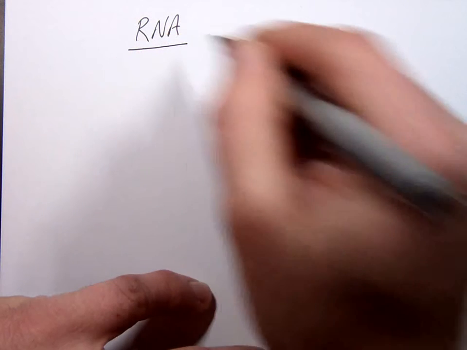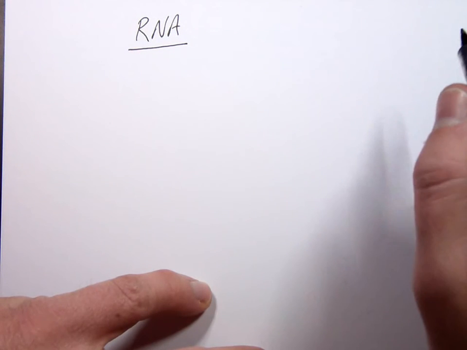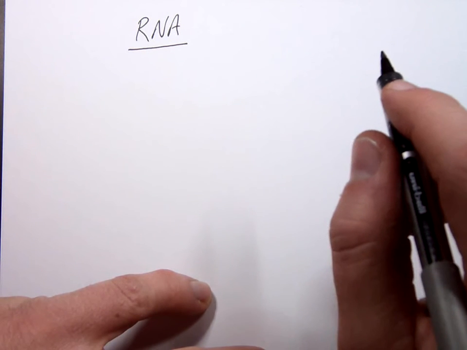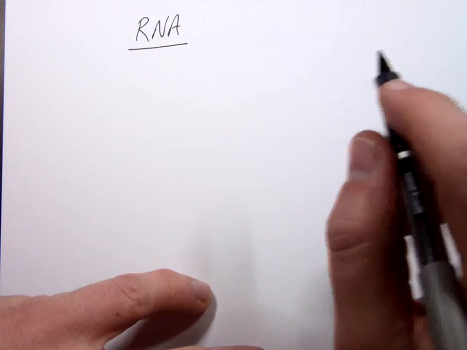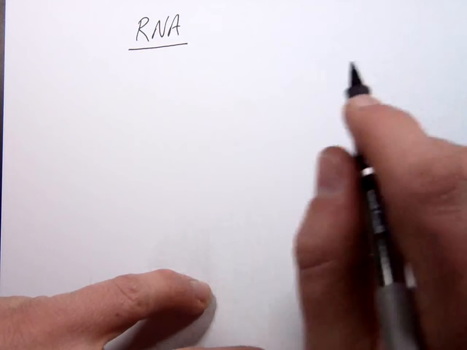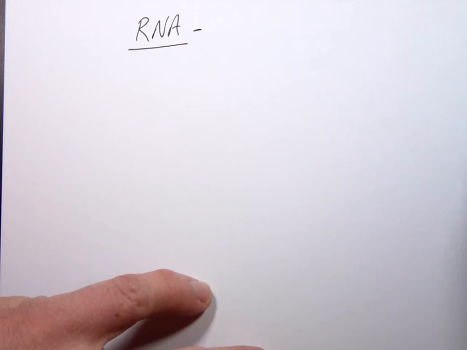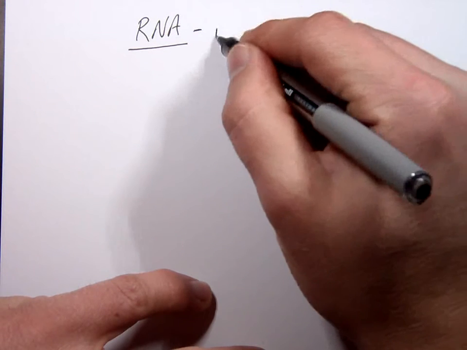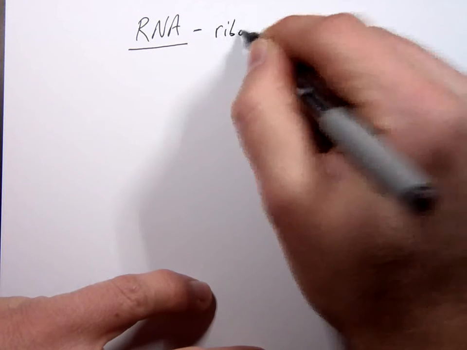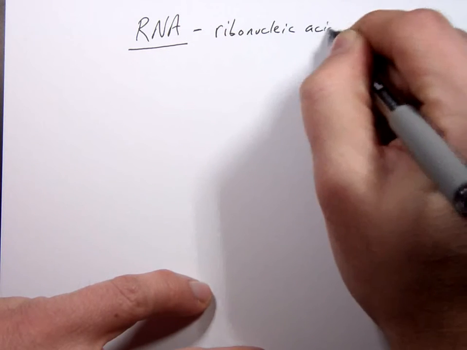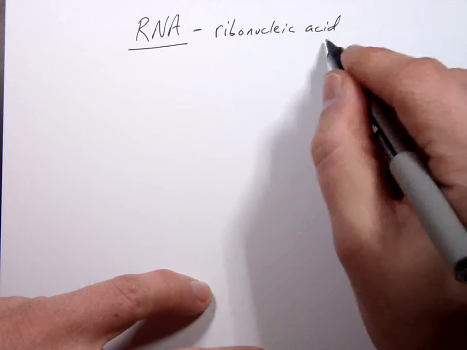RNA. We know that DNA stood for what? Deoxyribonucleic acid. There we go. Don't hurt yourself. All right. Deoxyribonucleic acid. So logically, RNA is going to stand for what? Ribonucleic acid. Whoa. Here we are at that word again.